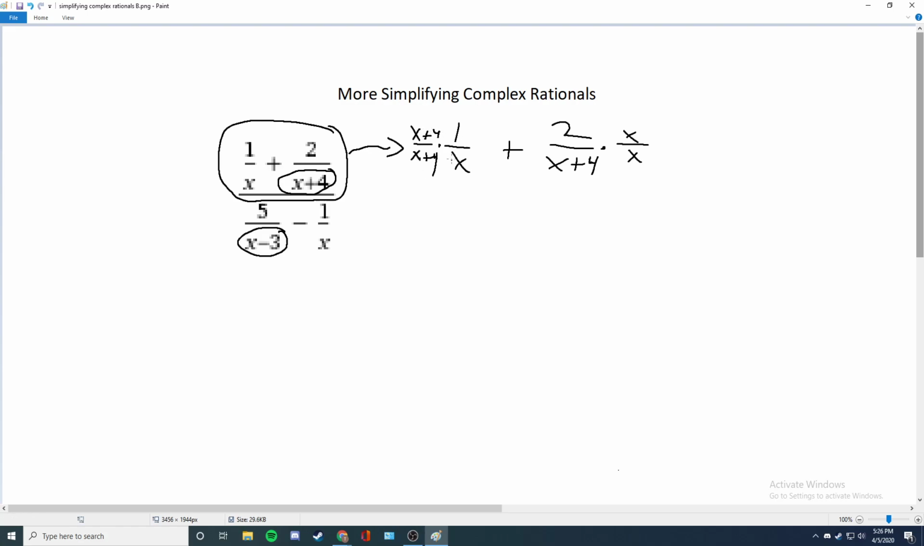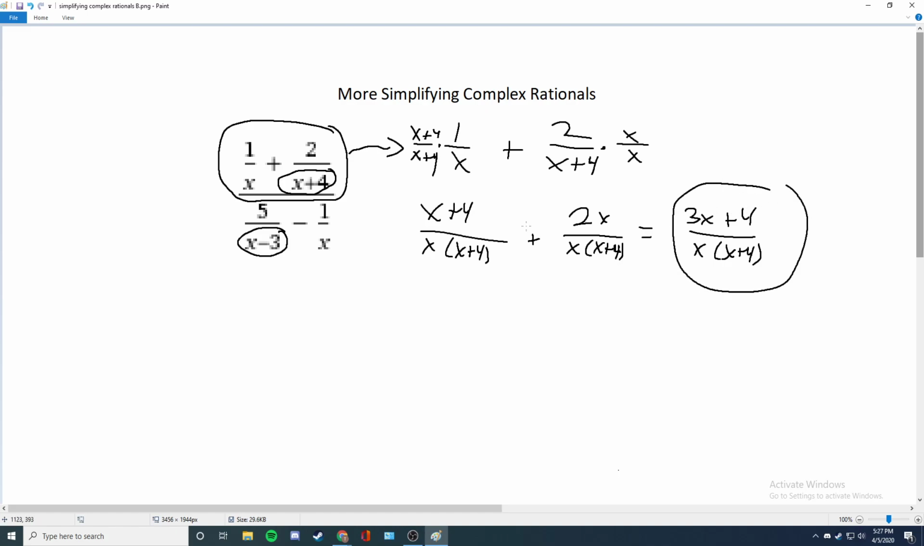Now, if we multiply across on the top and bottom, we get x plus 4 over x times x plus 4. Now, you could distribute this, but it'll make it a little more complicated later on in the problem, so I'm just going to leave it in the factored form like this. So again, with the second term, we'll multiply across. We get 2x over x times x plus 4. Alright, so now, since the denominators are the same, we can combine like terms on the top. So we have 3x plus 4 over x times x plus 4.